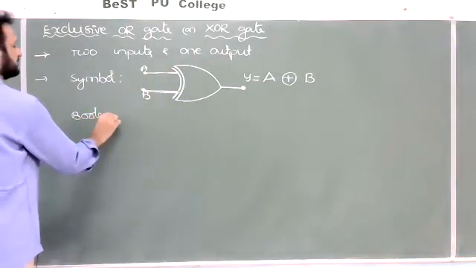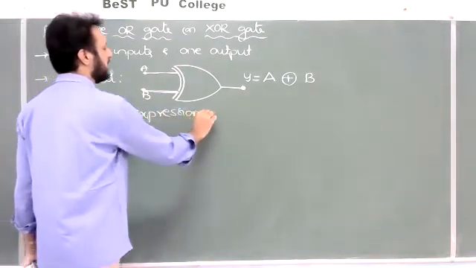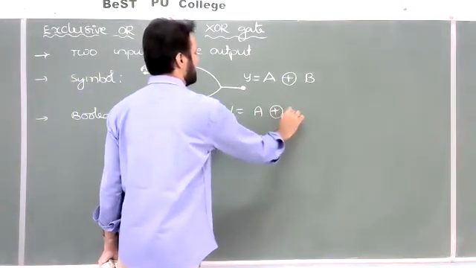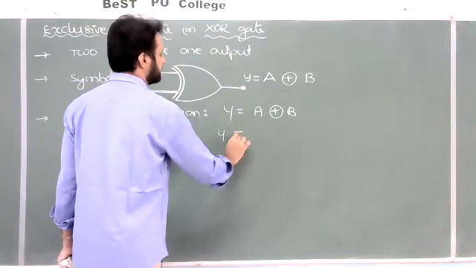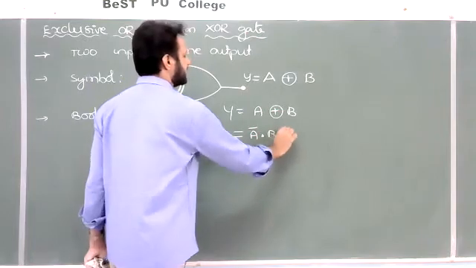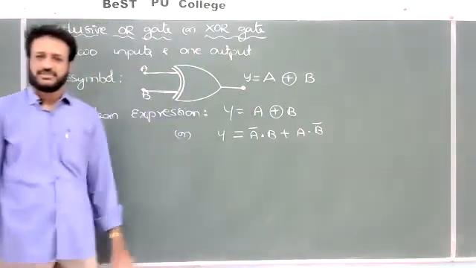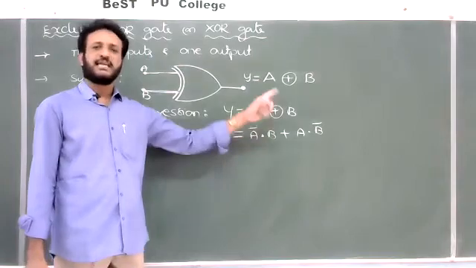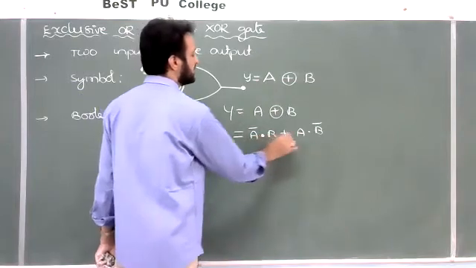Now here I write the Boolean expression. In the case of the Boolean expression, I can use two formulae. One I'll write: Y equals A exclusive OR B. Or we can write one more formula also: Y equals A complement into B plus A into B complement. So we can use it like this. Here the symbol for 'into' is logical multiplication.